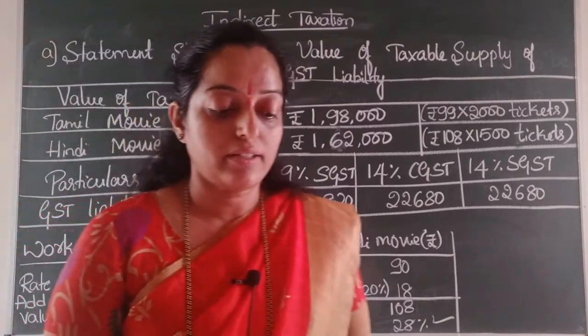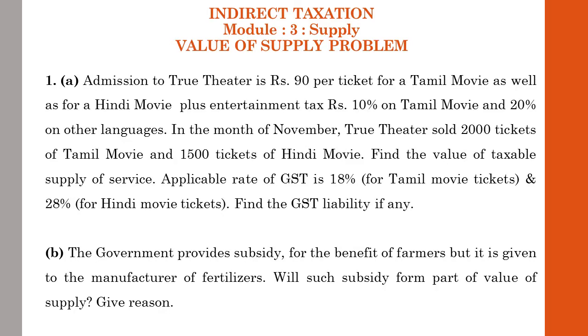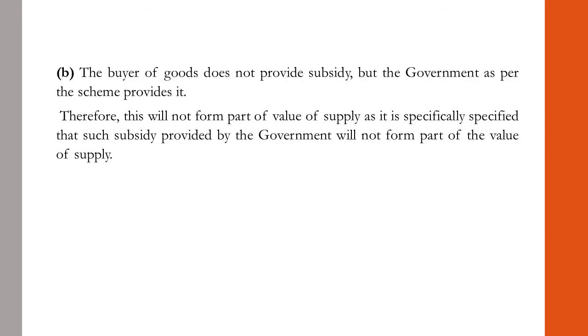Second question they asked: the government provides subsidy for the benefit of farmers, but it is given to the manufacturer of fertilizers. Will such subsidy form a part of value of supply? Give reason. See, in this case, the buyer of goods does not provide the subsidy, but the government as per the scheme provides it. Therefore, this will not form part of value of supply, as it is specifically specified that such subsidy provided by the government will not form part of the value of supply.